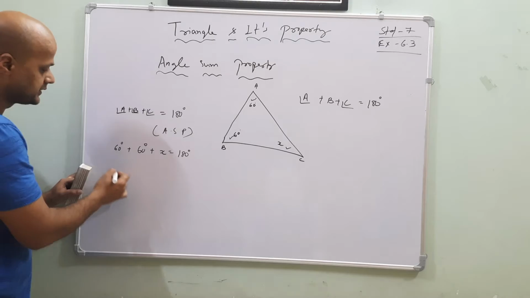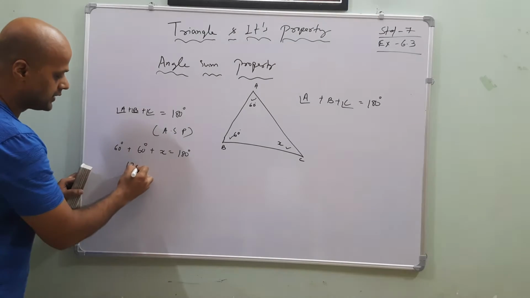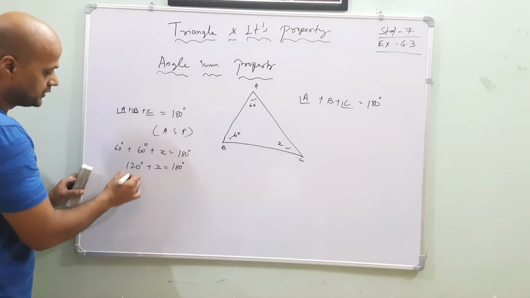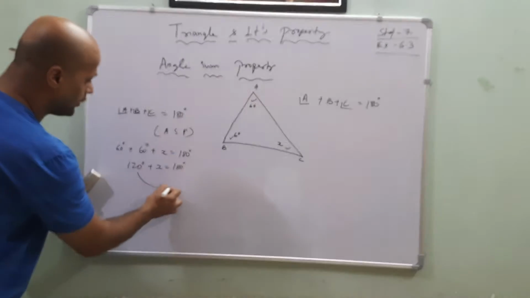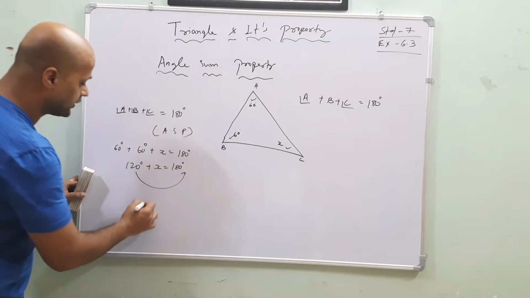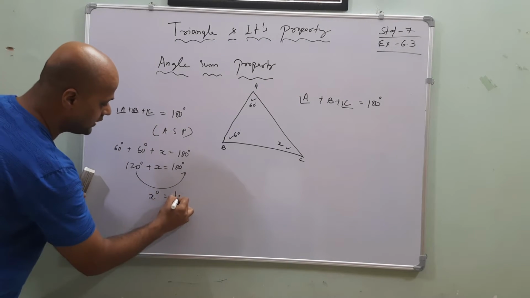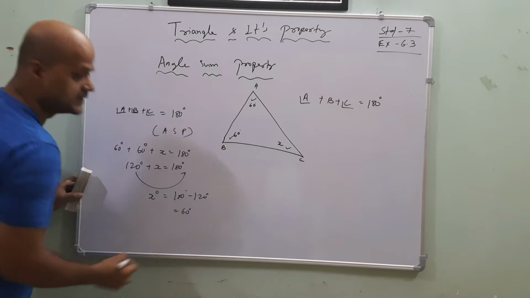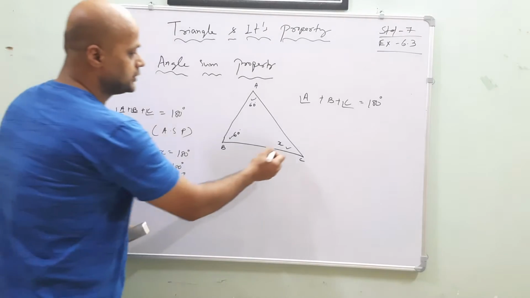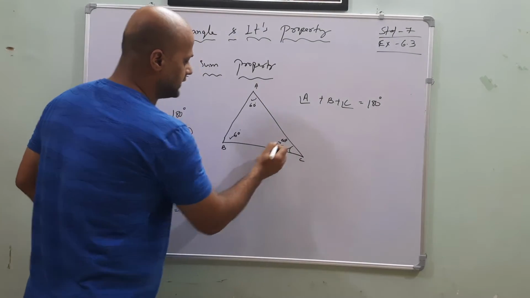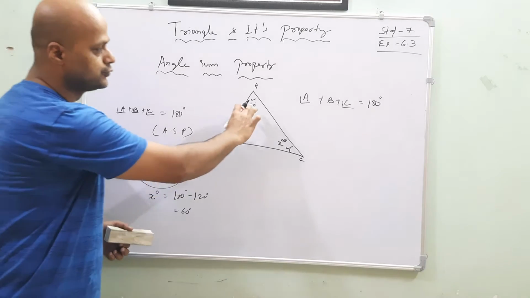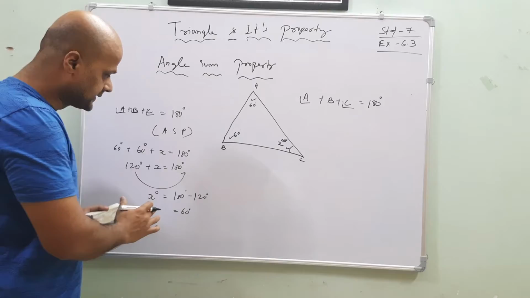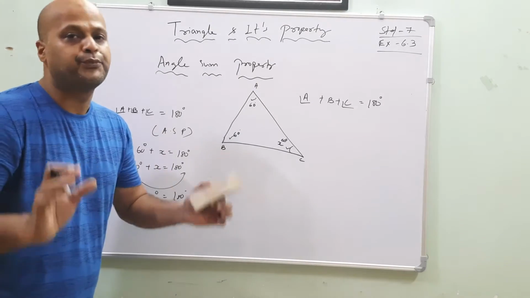Now solve it, my dear friend. 60 plus 60, 120 degree plus X is equal to 180 degree. Yes or no? Now this 120 will go to the opposite side. It will be subtracted from 180 degree. So X degree is equal to how much? 180 degree minus 120 degree, it is equal to 60 degree. Yes or no? Now this one is also coming as 60 degree. In this manner you have to find out if two angles are given and the third angle is not given, by using angle sum property.